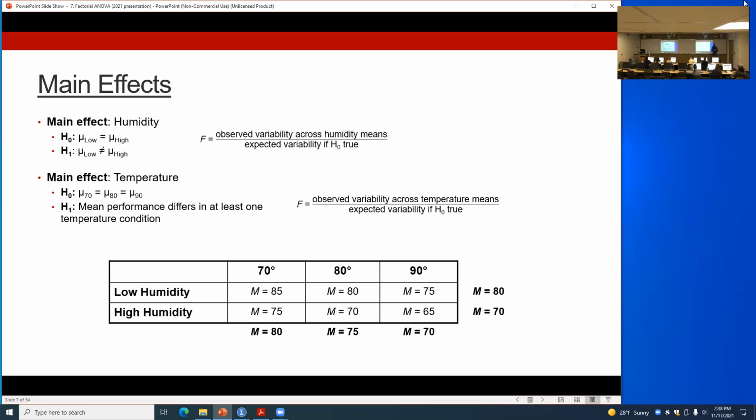Because I can't just say, oh, the difference between A and B or the difference between 75 and 80 or whatever, because there's lots of differences. There's lots of ways that this can be different. And so what we do, remember, in this ANOVA approach is we just switch over and start talking about variability. Variability is our measure of differences in our data. So observed differences across temperature means over expected differences if the null hypothesis were true, okay?